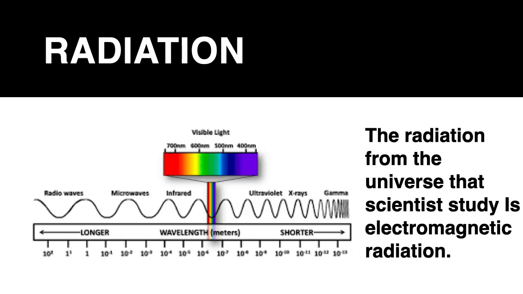The radiation from the universe that scientists study is electromagnetic radiation. Electromagnetic radiation consists of electric and magnetic disturbances traveling through space as waves. The human eye can only sense a limited range of all the various wavelengths of electromagnetic radiation, and this is called visible light. As you can see on this little picture over here, visible light is actually a very tiny piece of the whole spectrum for electromagnetic radiation.